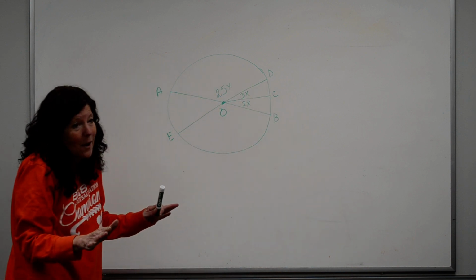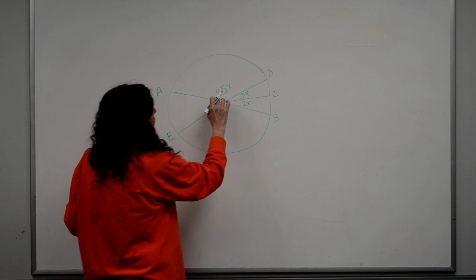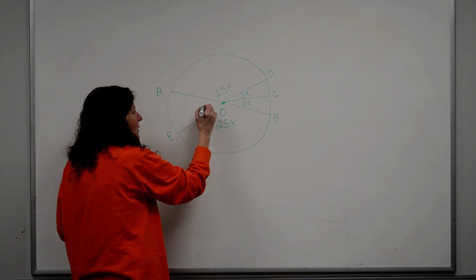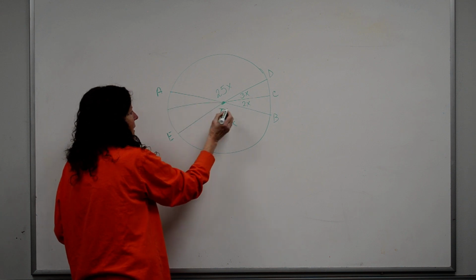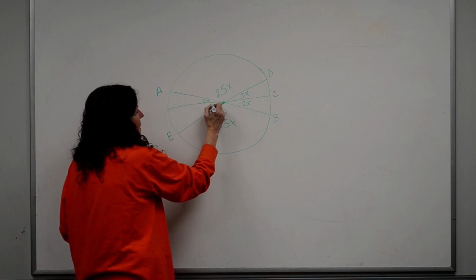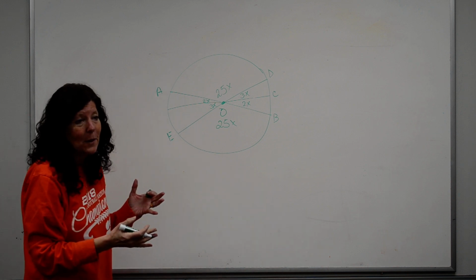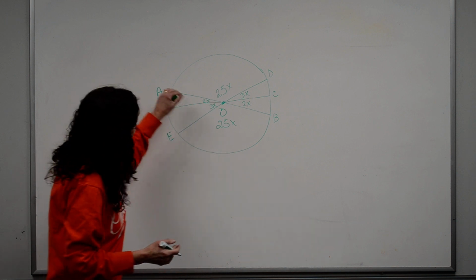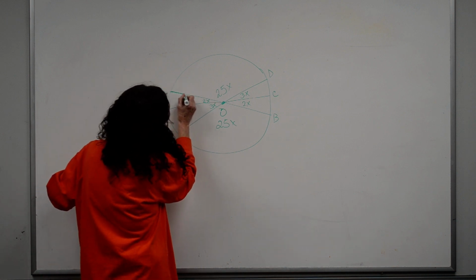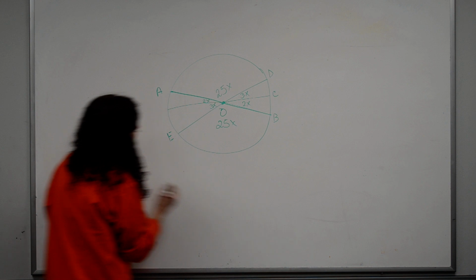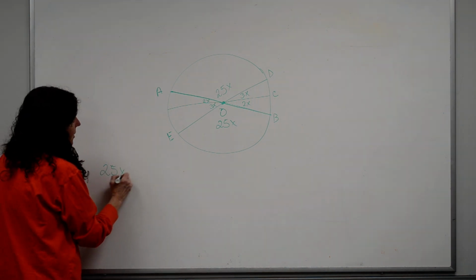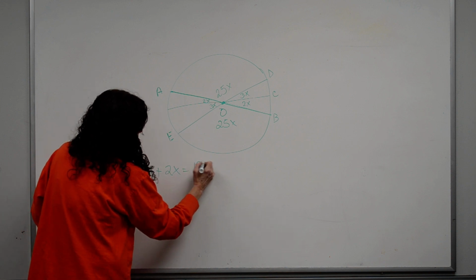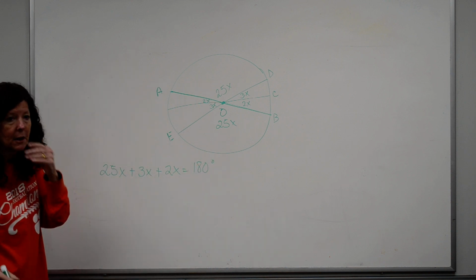So you could do it that way, or you could go, well, these are vertical angles, so this would be 25x. These are vertical angles, so this would be, like if I put a line here, a 2x and this would be a 3x. Okay, you could do it that way too, and then add them all up to 360. Or you could just go, you know what, that is through the center of the circle, so 25x plus 3x plus 2x equals 180 degrees. Okay, that would be another way to do it.